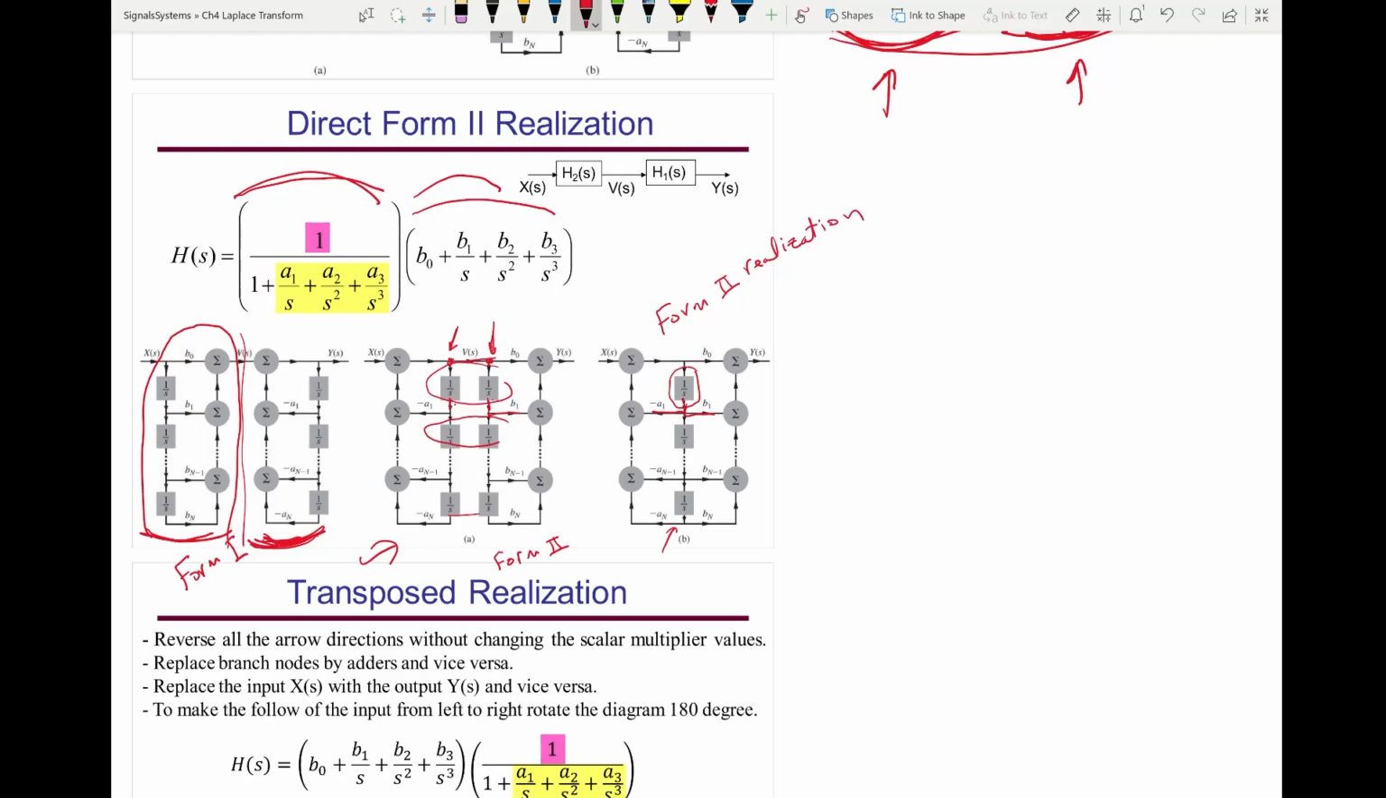Now the advantage of form 2 realization in comparison to form 1 realization, look here. If you have n order, let's say n is 10, the order of the system, then you're going to have 10 integrators here, 10 integrators, 20. Here you're going to have only 10. So you cut your integrators by half. And the fewer components in the system, the less error. And the system will be faster. So definitely form 2 realization is our choice.